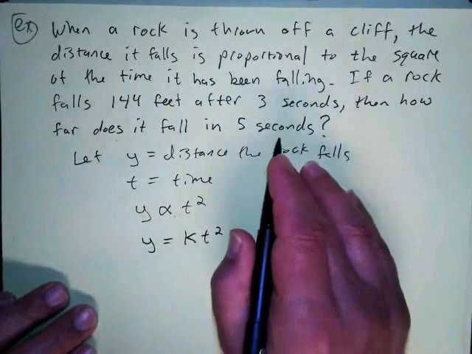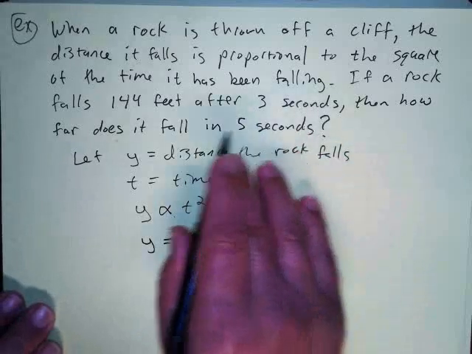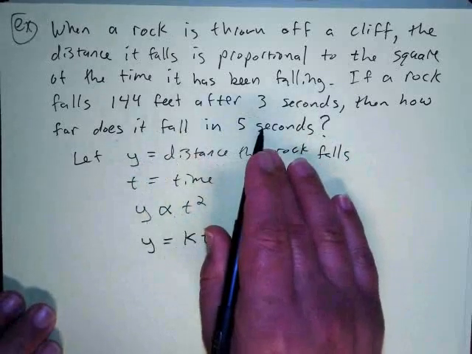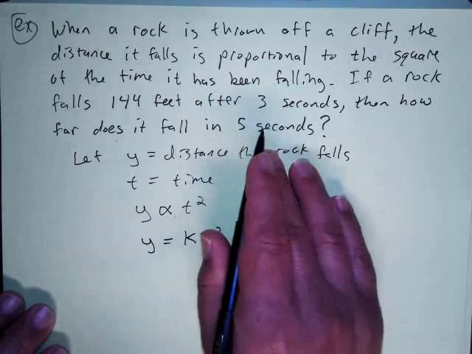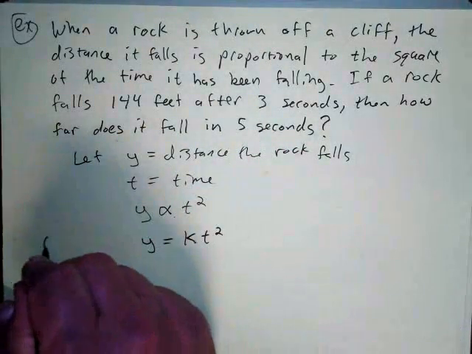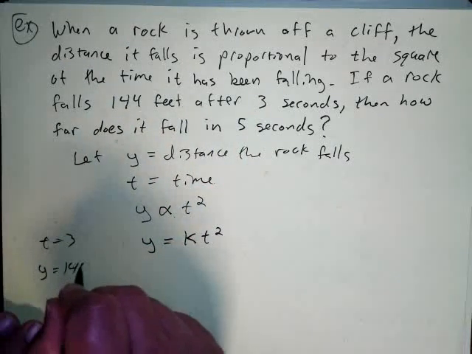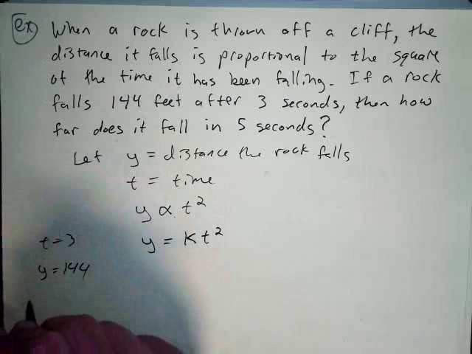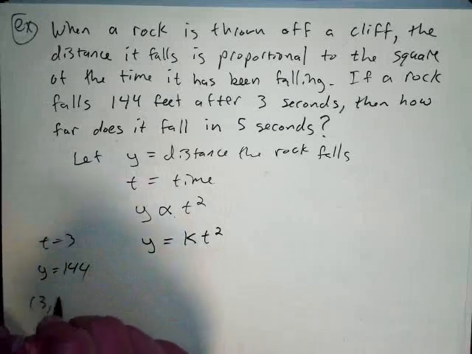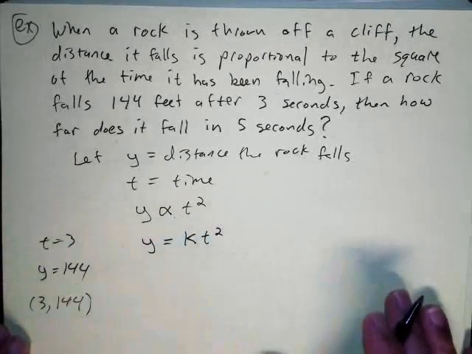Okay. So the idea here is this information is giving me an ordered pair, and it's really important to make sure you get the x and the y, you get the coordinates right. In this case, the t and the y. So the 3 seconds, that's your t, right? And then the y here is 144 feet, right? So the ordered pair would be like 3, 144. Instead of x and y, it's t and y.